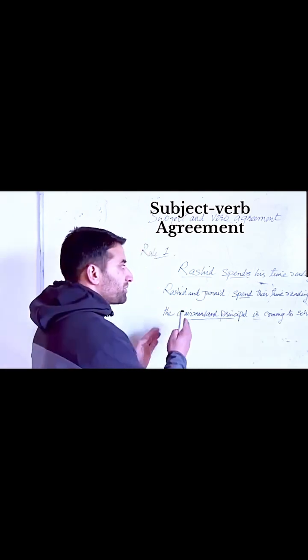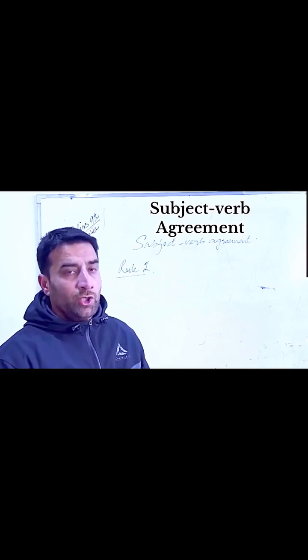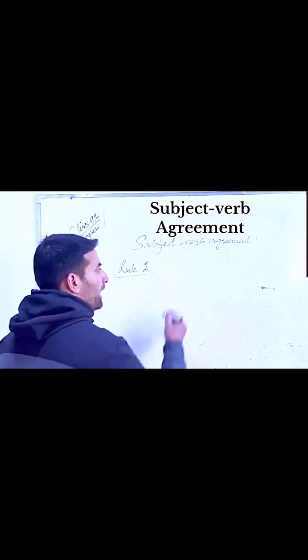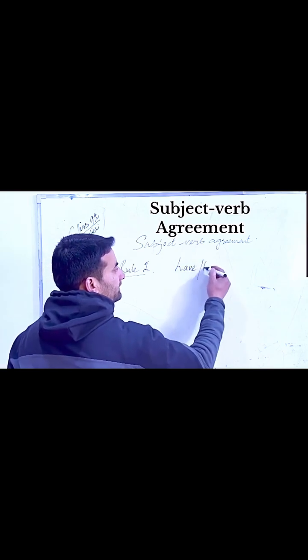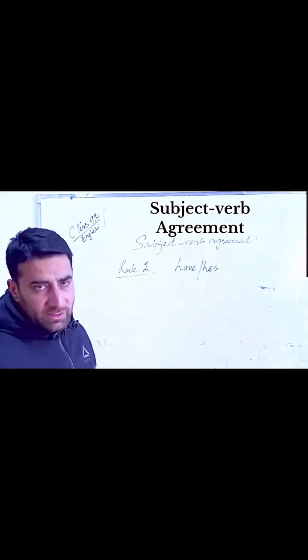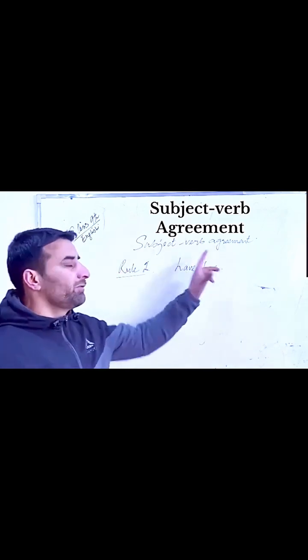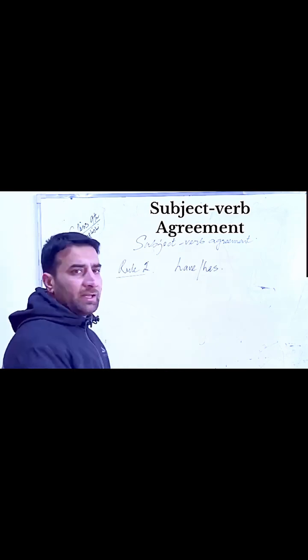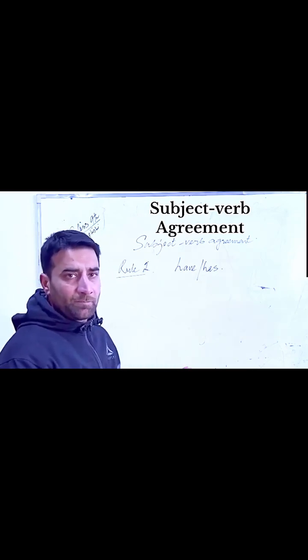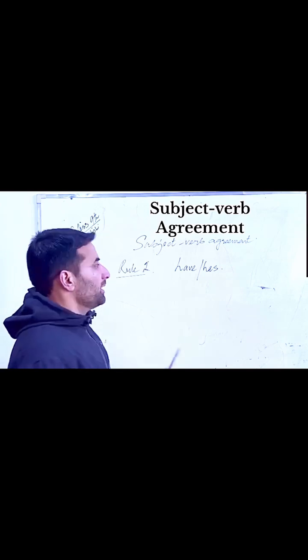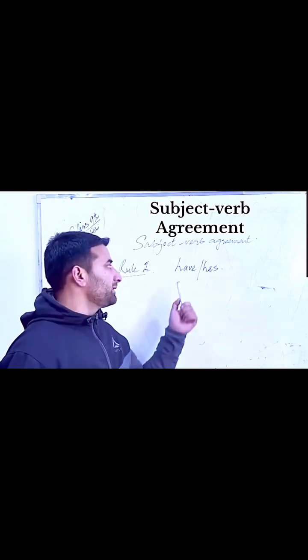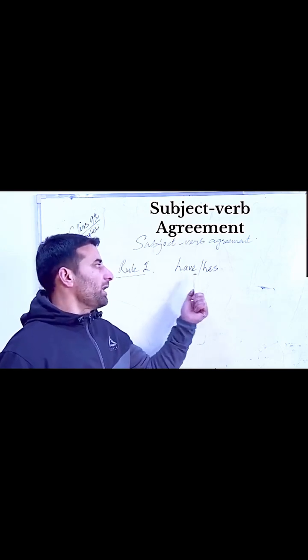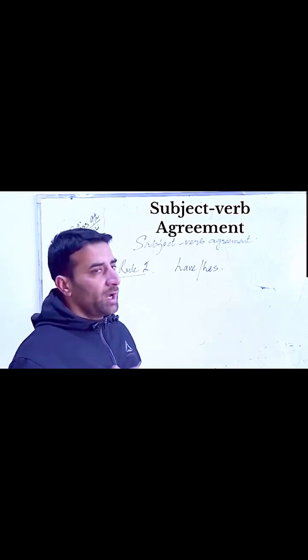So dear students, this was the first rule. Rule second, use of have and has. We have two helping verbs, have and has. Regarding subject-verb agreement, it is very simple, but you have to keep in mind, whenever we are using first person singular, first person plural, second person singular and plural, and third person plural, you have to use have. And with the third person singular, you have to use has.